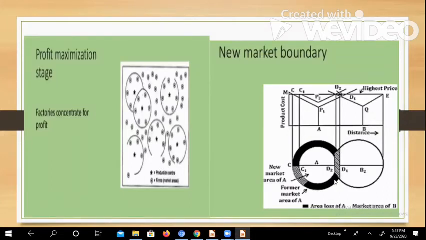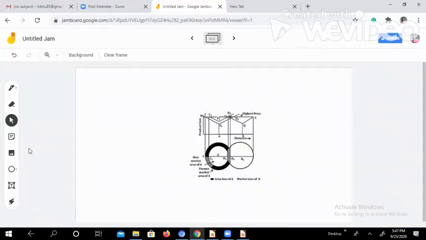Now, new market boundary. How does a new market boundary occur? This also is a very interesting thing. Now see again, for this particular place C, you remember what demand cones are. I have already said what a demand cone is.